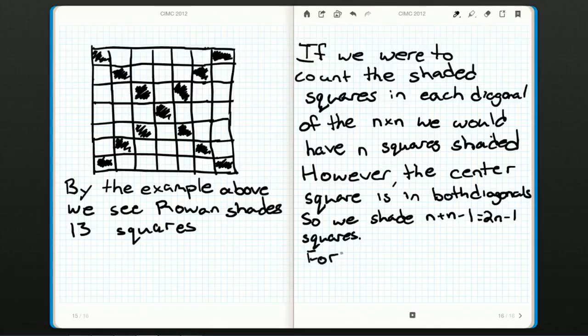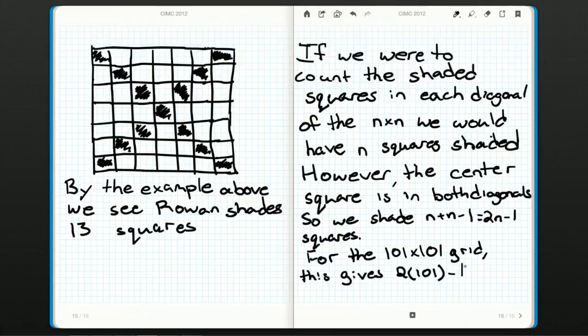Now specifically, in this question, we're asked about the 101 by 101 grid. So we're asked to explain why we would get 201 squares. So we just plug our number n into the formula that we just got for all the diagonals. So 2 times 101, because that's our n value, minus 1.